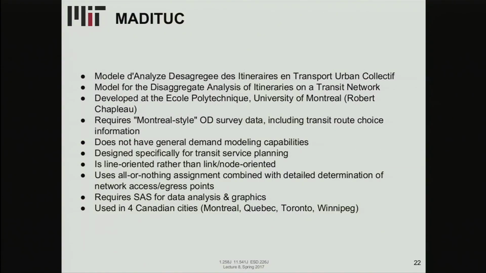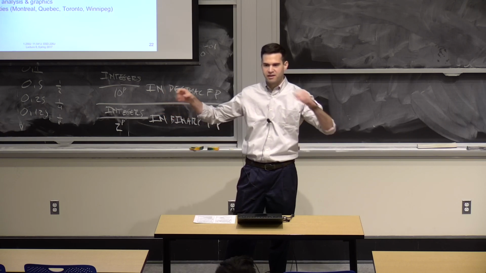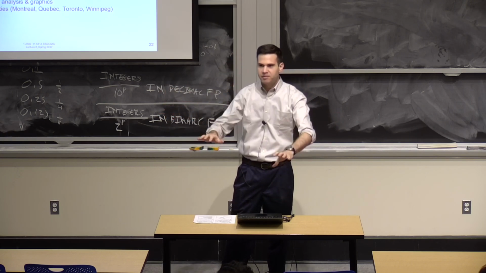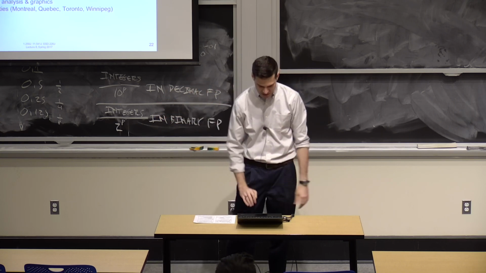It was developed in Montreal, École Polytechnique in Montreal. It requires OD survey data that includes route choice information. So this is a line level model, essentially. It's designed for transit service planning, and it uses all or nothing assignment. So it looks at, for a given OD pair, which is the best path on the network, and then it puts all of the people on the OD pair into that one path. So everybody makes the same decision, kind of thing.